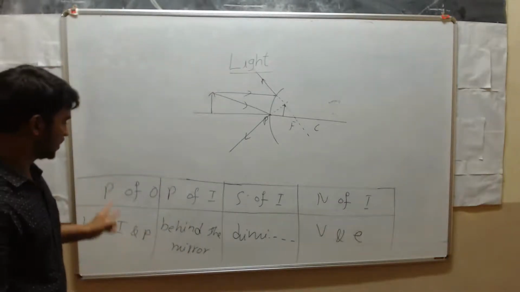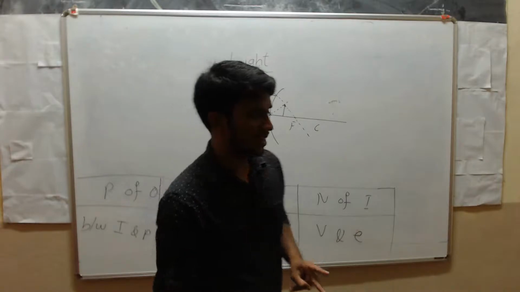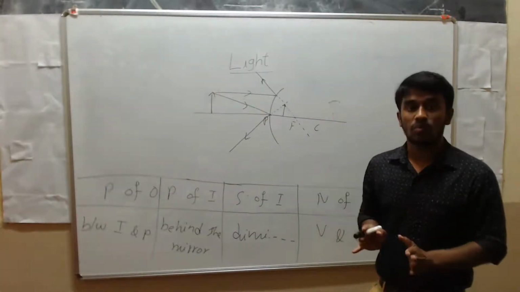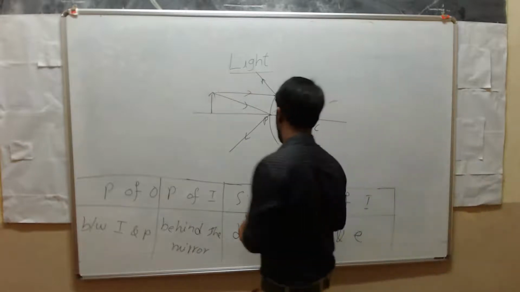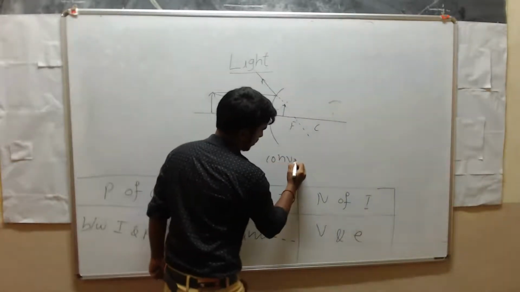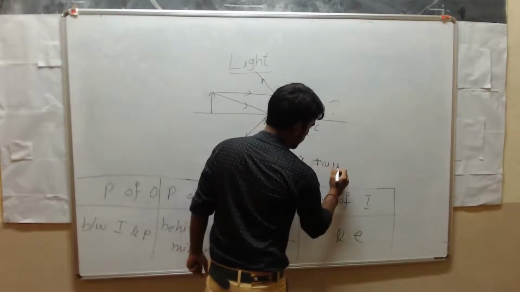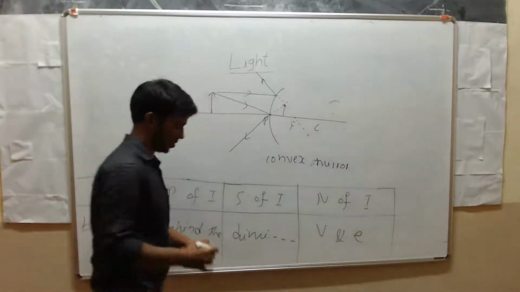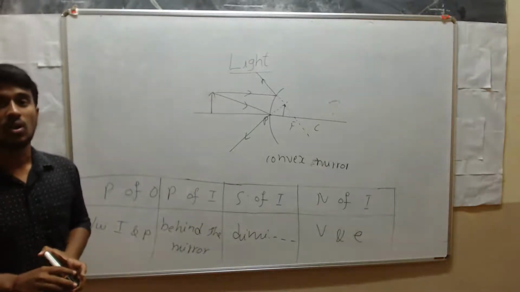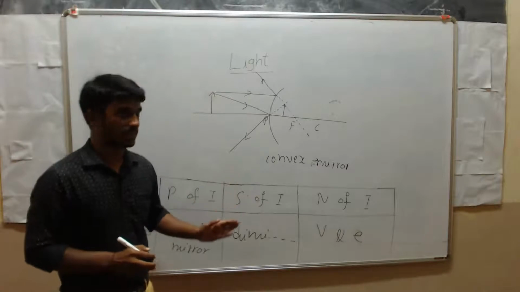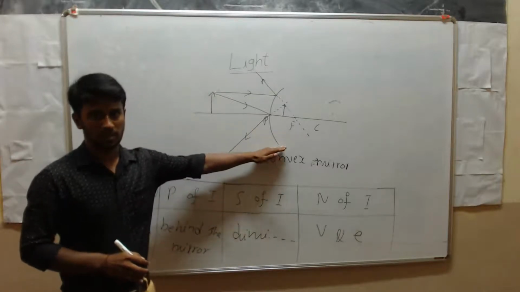So you know, here we studied only two cases, right? So we can strictly say that the images formed by convex mirrors are always virtual and erect. You won't get real images using convex mirrors.